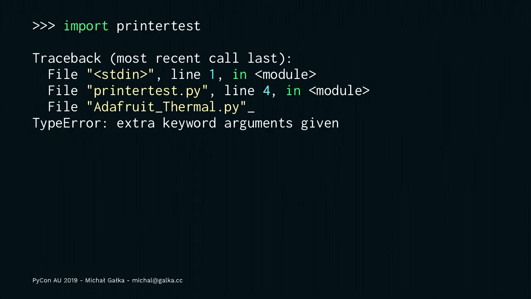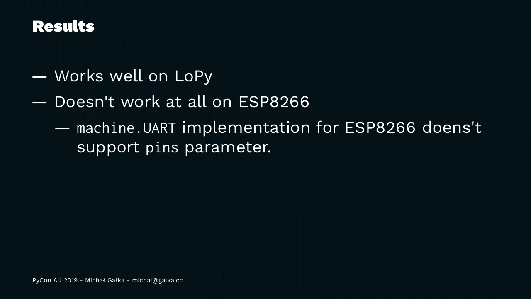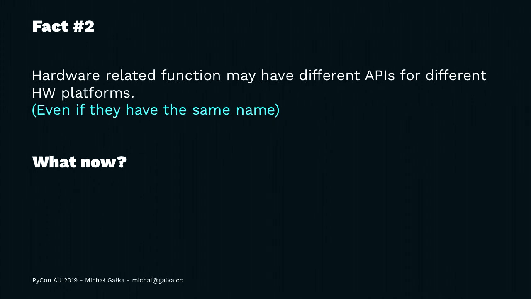And guess what? It didn't work. But the error message was kind of confusing. It's "extra keyword arguments given", so it's not that obvious. So it works well on Lopy. It doesn't work on ESP. And yeah, it occurs that the implementation of UART for ESP doesn't support the pins parameter. Well, if I had read the documentation first, I probably would have known that. But yeah, it made me think that hardware-related functions may have different APIs, even if they're named the same, and even if they are part of the standard library. So you need to be aware of that.